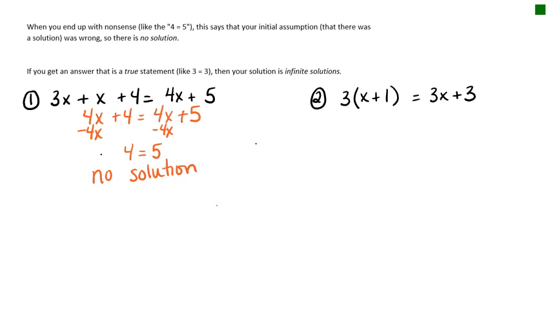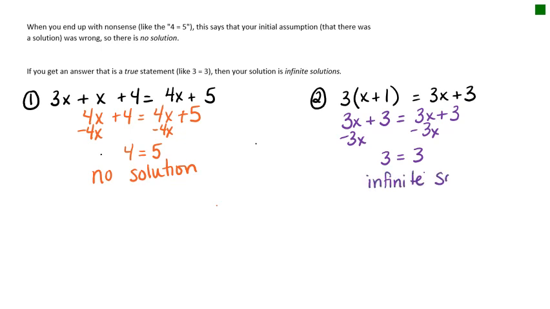Number 2, we're going to distribute the 3. I get 3x plus 3 equals 3x plus 3. Again, something weird has happened. First of all, 3x plus 3 does equal 3x plus 3. I subtract this 3x, and I get 3 equals 3. Well, that's true. 3 always equals 3. They're the same number. So this has infinite solutions. No matter what number I substitute into both sides, I get the same answer every time.